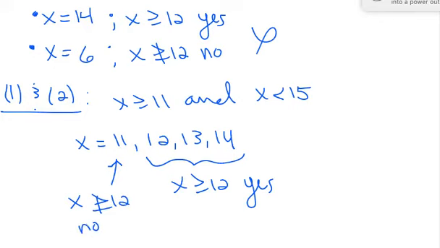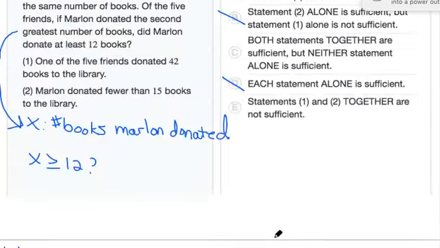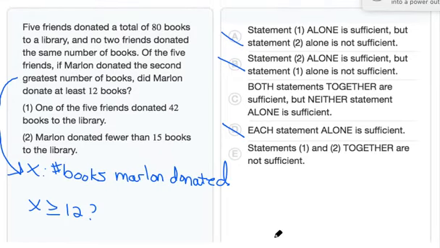We run into the same logic that we did in the past two statements, even when they're combined together. So we can't definitively answer the question combining the statements either, so the statements together are not sufficient. If we scroll back up, we can eliminate answer choice C, and the correct answer would be answer choice E. Statement 1 and 2 together are not sufficient.